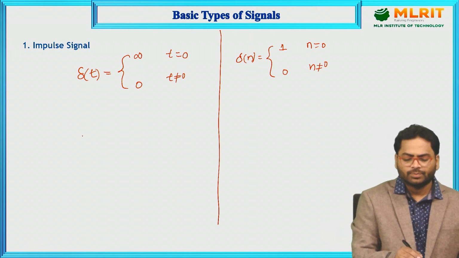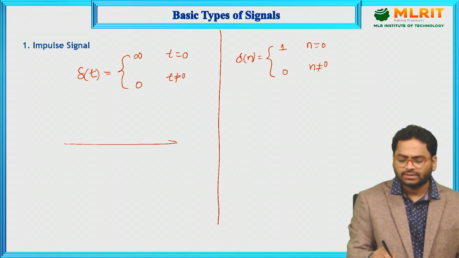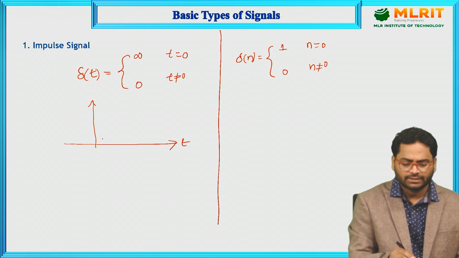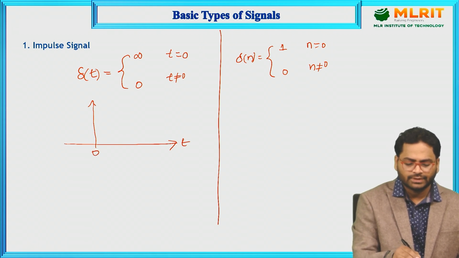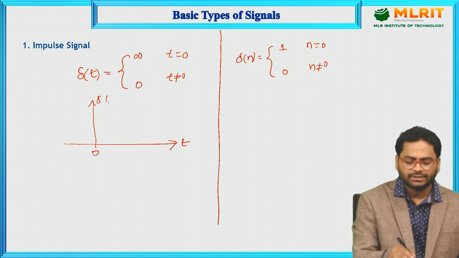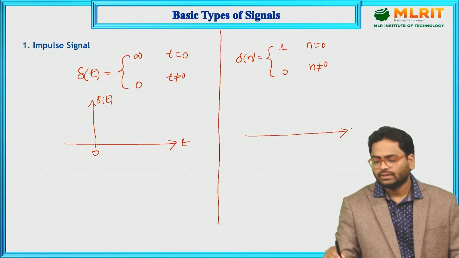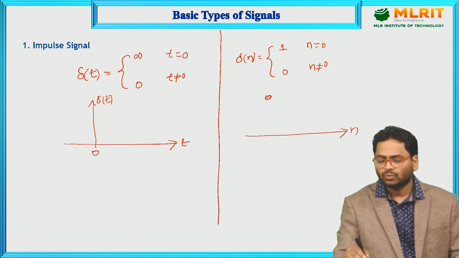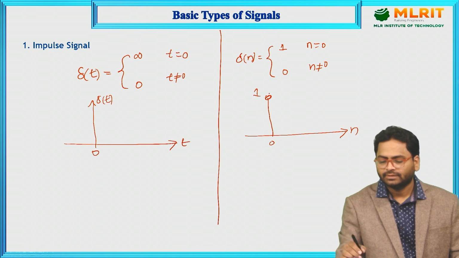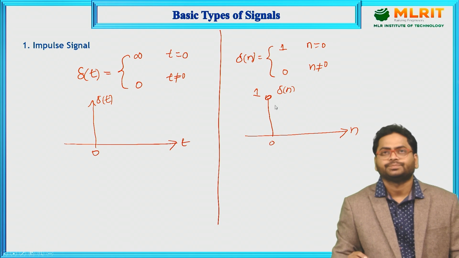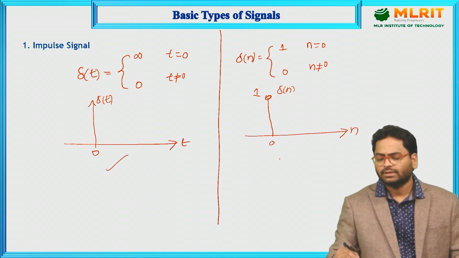How do we represent this in the graphical domain? Let us see. It is time t, and the signal looks like this. At 0, the amplitude is infinity. You can represent it as del of t. When it comes to the discrete case, you take n, and the amplitude is 1 at 0 and the remaining values are 0. You can represent it as del of n. These are the two representations: one in the continuous domain and the second in the discrete domain.